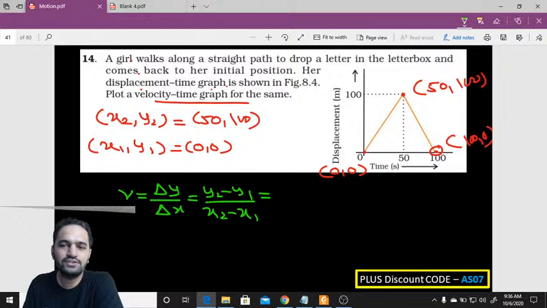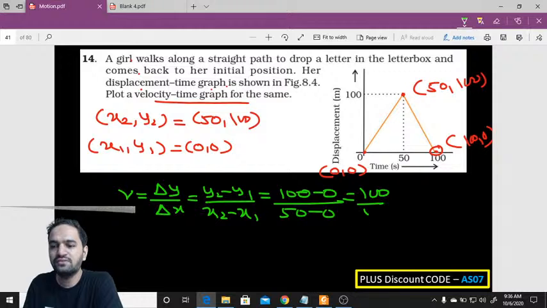Put the values there. That is 100 minus 0 divided by 50 minus 0. Okay, so that is 100 divided by 50, that is how much? 2. That is 2. Agreed? It is 2. Okay, so 2 meter per second.